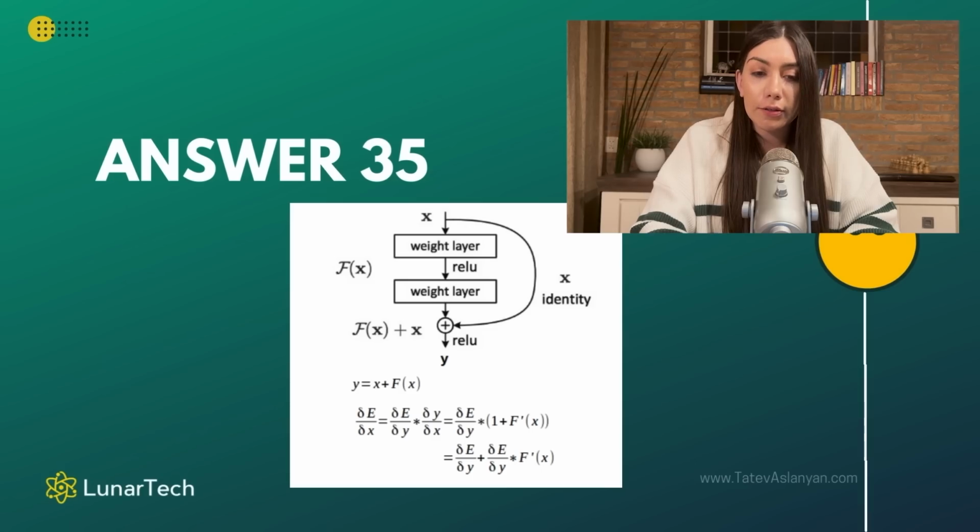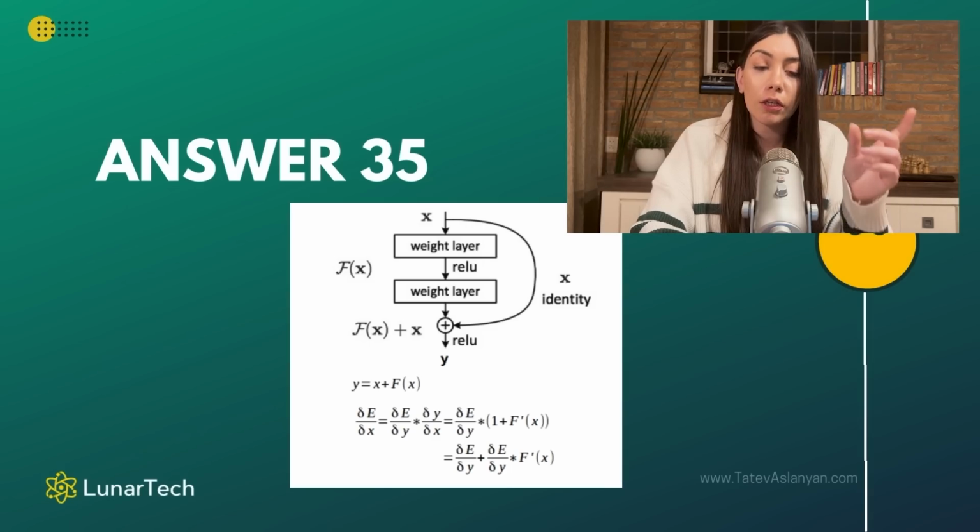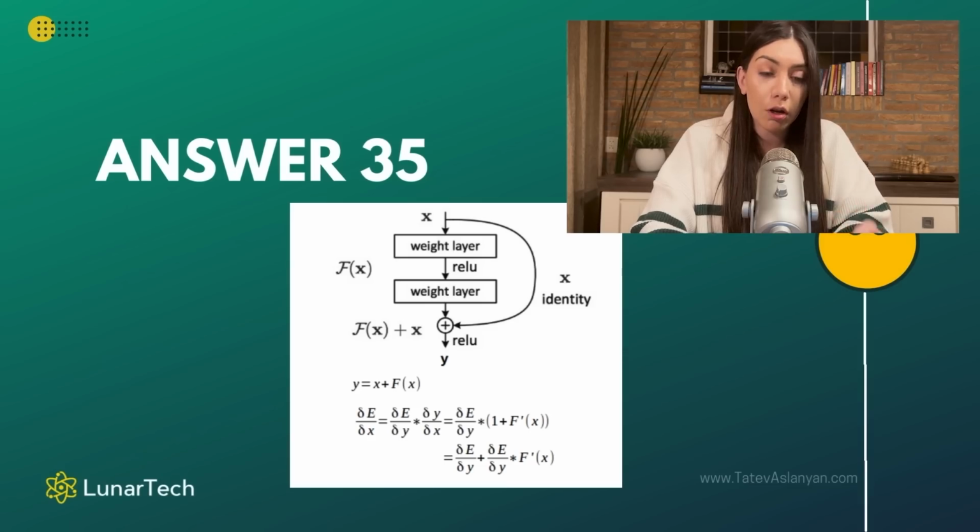And the reason why it is this value is because, as you can see here, we need to take the partial derivative of y with respect to x, and as y is equal to x plus F(x), when we take the partial derivative of x plus F(x) with respect to x, using the rule for summation, the differentiation of sums, this is simply equal to the derivative of x with respect to x, which is 1, plus the derivative of F(x) with respect to x, which is F'(x), the first order derivative of F(x) with respect to x.